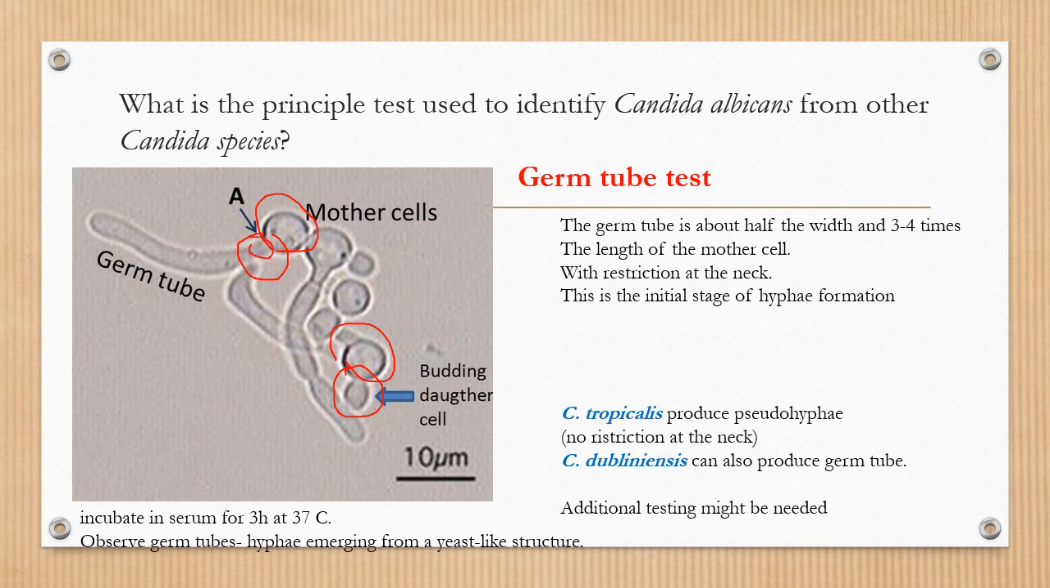And this is the initial stage of hyphae, because initially it will form this germ tube, and then it will keep branching and branching to produce the hyphae that we learned in the lecture. This will differentiate between the hyphae and the pseudohyphae, which is produced by other species such as Candida tropicalis. And how do we know that this is pseudohyphae, not a real hyphae? By the restriction at the neck. If there is no restriction, then this is another species of Candida, which is tropicalis.